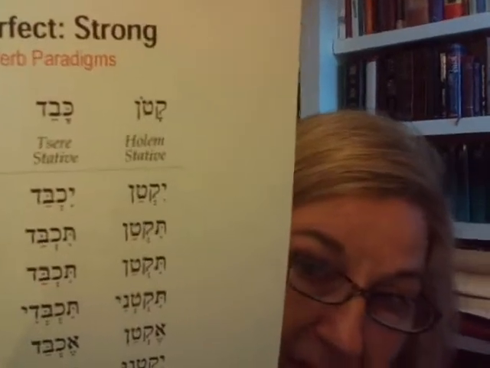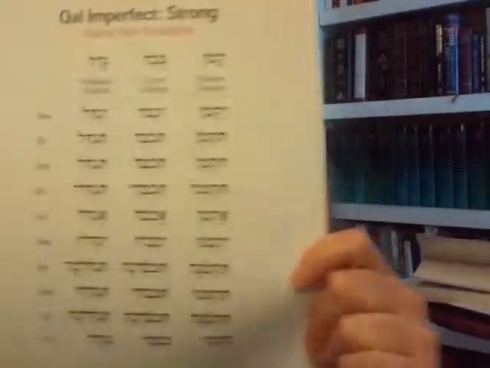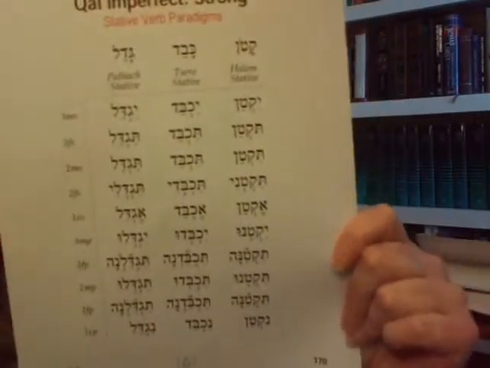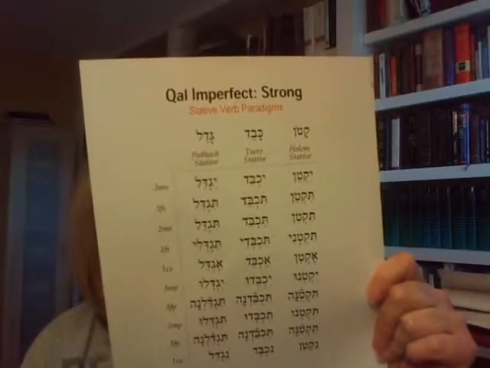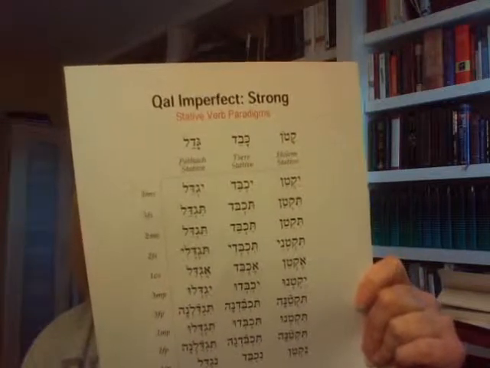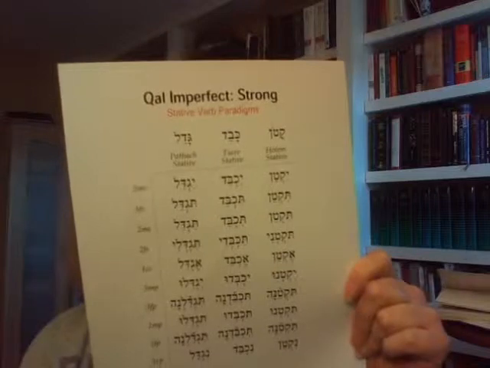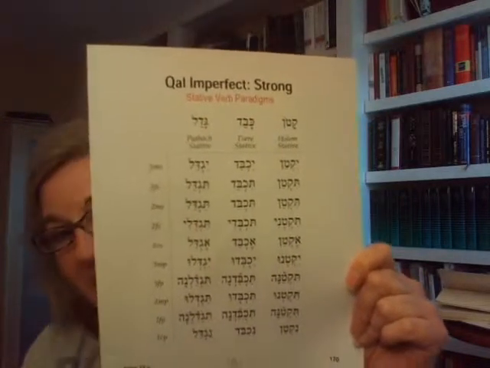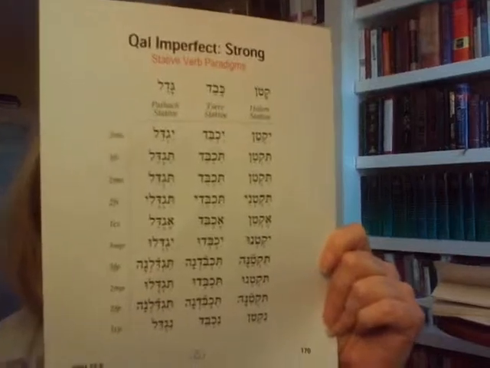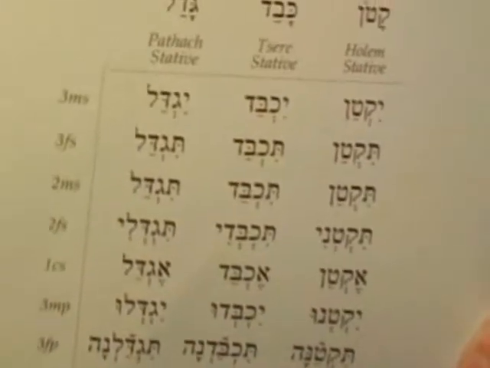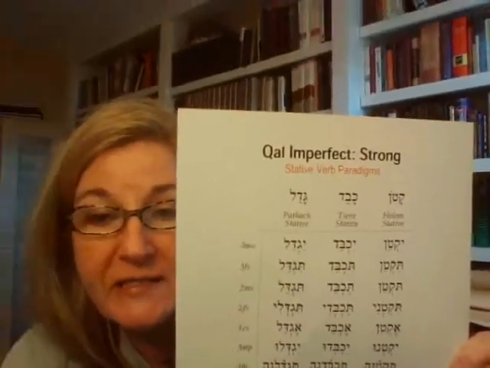Now, here's a stative verb paradigm. This has for you the patach stative, the tsere stative, and the holem stative. There's no holem stem vowel like with a strong verb, but rather the patach is going to be there. The patach stem vowel in the imperfect identifies this as a stative verb. So when you see that patach stem vowel, it triggers for you that this is a stative Qal imperfect verb. That's just important information for you to have as you translate.